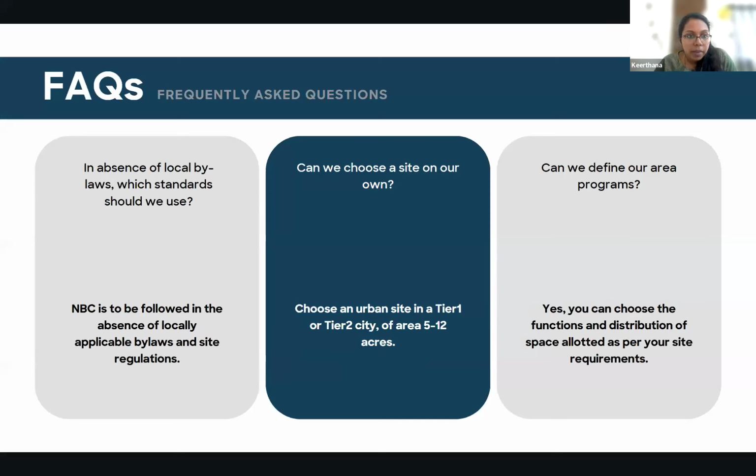In the absence of local bylaws, which standards should be used? If there are no local bylaws, we can use NBC. Can we choose a site on our own? Choose an urban site in a tier 1 or tier 2 city, of area 5 to 12 acres. Can we define our program? Yes, you can choose the functions and distribution of space allotted as per your site requirements.